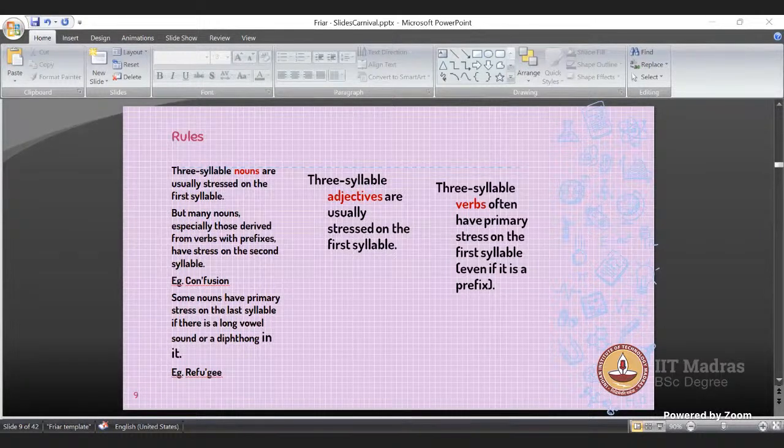ISH. Yeah, rubbish, blackish, punish also. Okay, then? Realistic. So that is IC, right? IC, yeah. That also takes the stress on the penultimate. Yes, that's right. Physical. That is AL, not ICAL. AL has a different rule. It's not something that fits here.